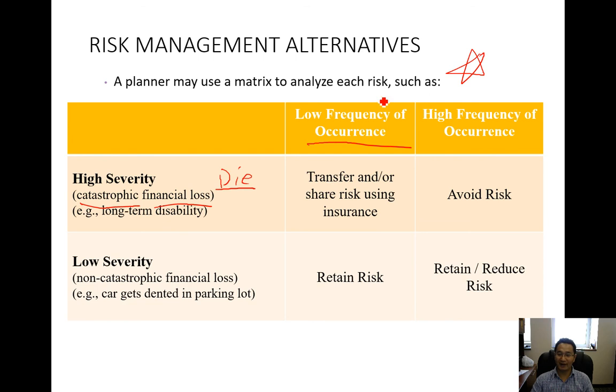So how can we hedge? How can my family hedge this kind of risk? We need to transfer it. How do we transfer it? By insurance. Insurance is a type of transfer strategy, okay? Is that making sense? Because you have no other better way, right?